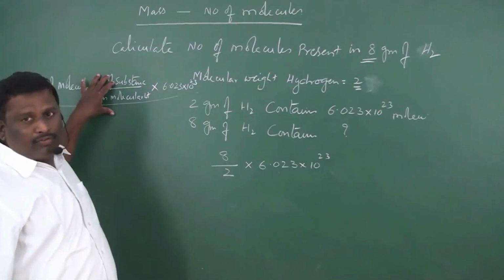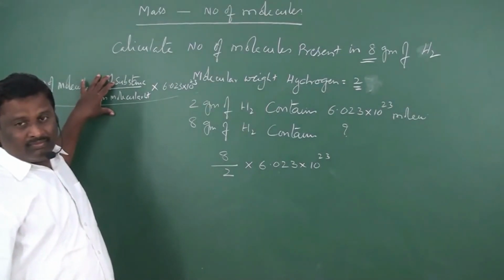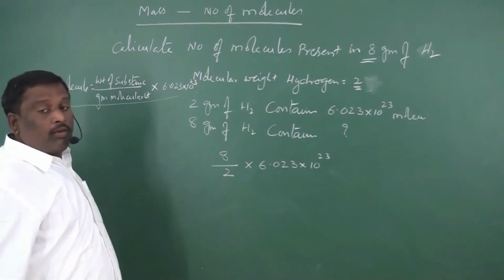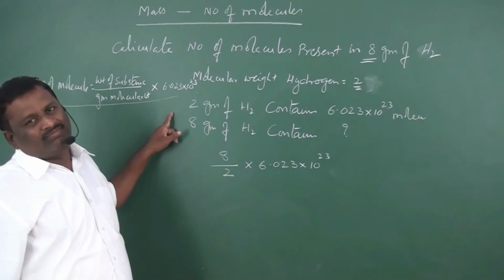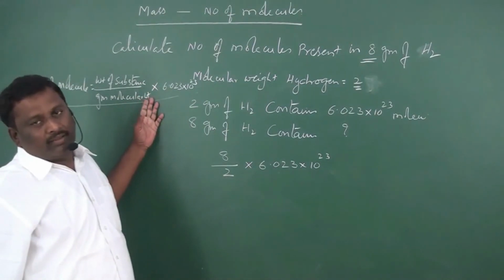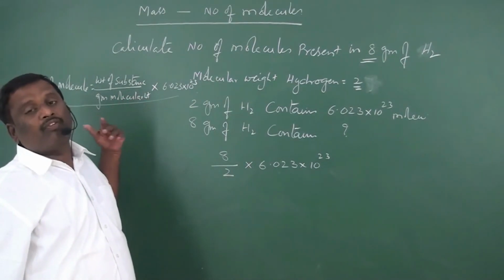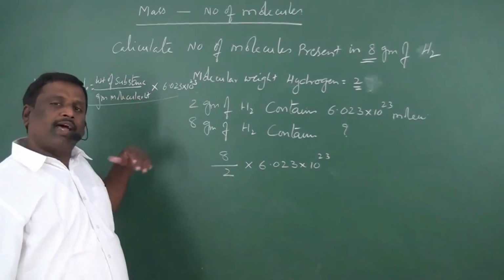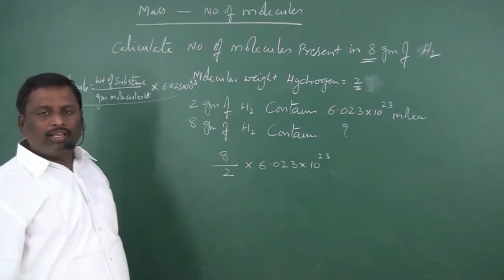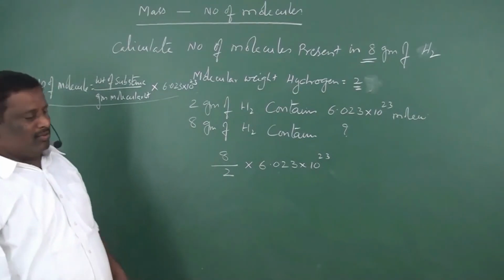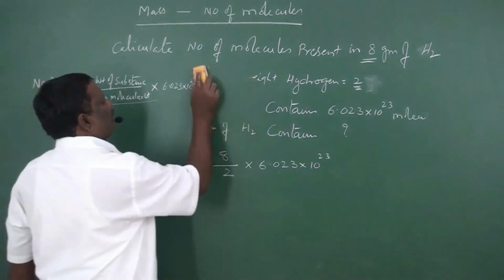Number of molecules is weight of the substance by gram molecular weight. This is nothing but the number of moles. So you can also write number of molecules is equal to number of moles into Avogadro number. If mass is not given, sometimes they will give you the number of moles. Then you can directly calculate: number of moles into Avogadro number will give us the number of molecules. Now I will give you that type of problem.